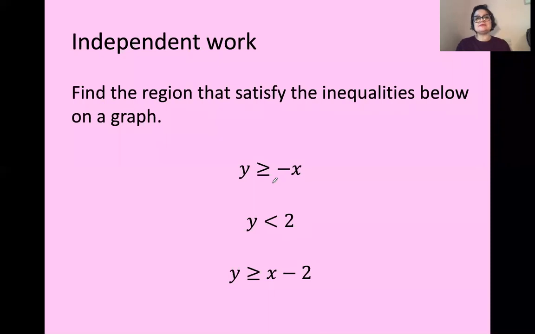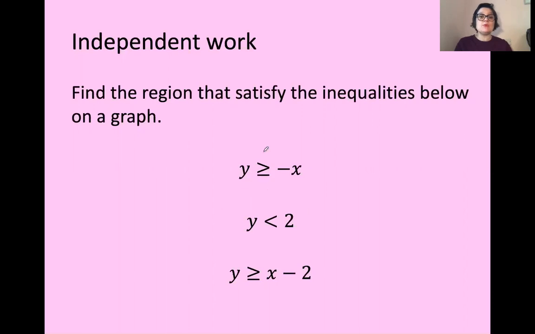Now, here's something for you to do, independent work. Find the region that satisfies the 3 inequalities below: y bigger and equal than -x, y smaller than 2, y bigger and equal than x minus 2. Be careful, if it says bigger and equal, the solid line. If it just says bigger or smaller, then you're going to need to do a dotted line. And be careful, you only shade the unwanted area.